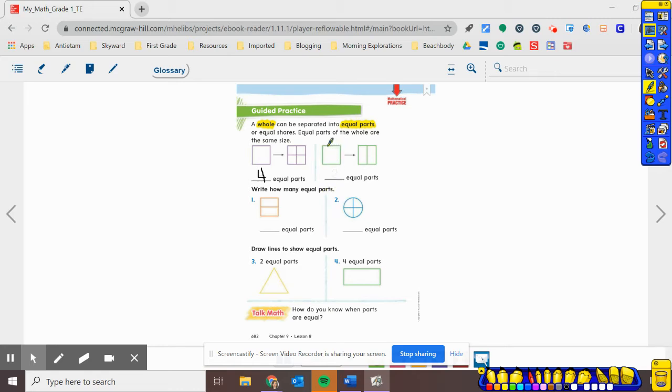But over here we have another square. It's a different color, but it's still the same square. But how many equal parts did they divide it into this time? Let's count. Ready? 1, 2. 2 equal parts. 2 parts that are the same size.